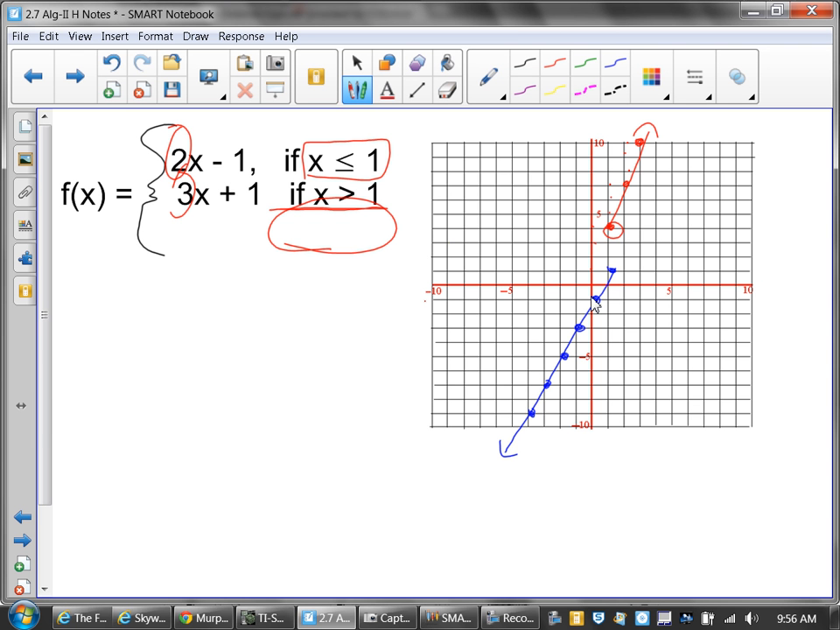Because the domain is telling you that you only want to look at that graph when x is smaller than a positive 1. So it's going to be starting at positive 1, and I'm going to look at everything to the left of it. For all the domain, remember the domains are your x values, so I'm looking at all the domains going to the left. All right.